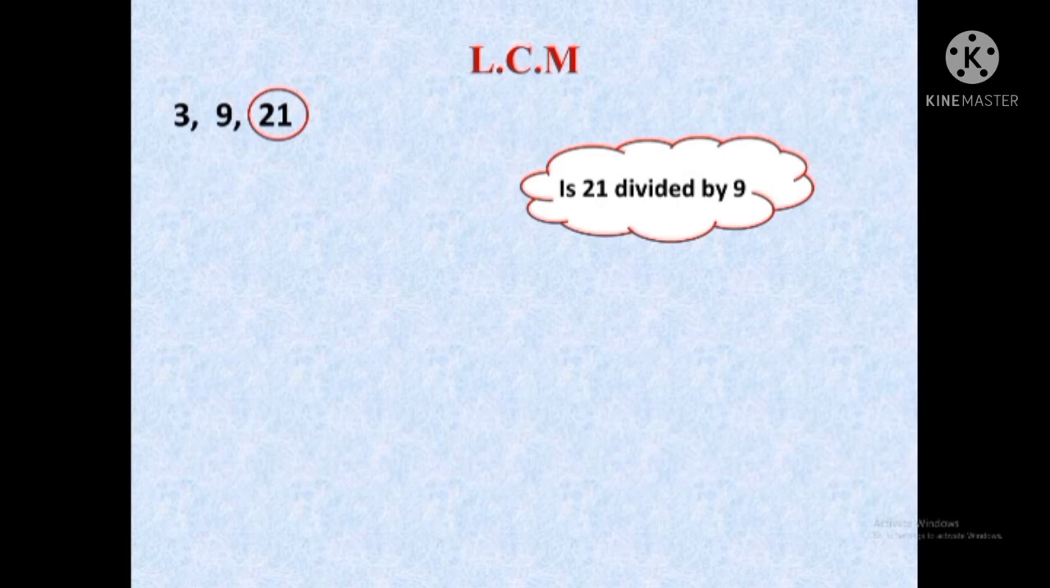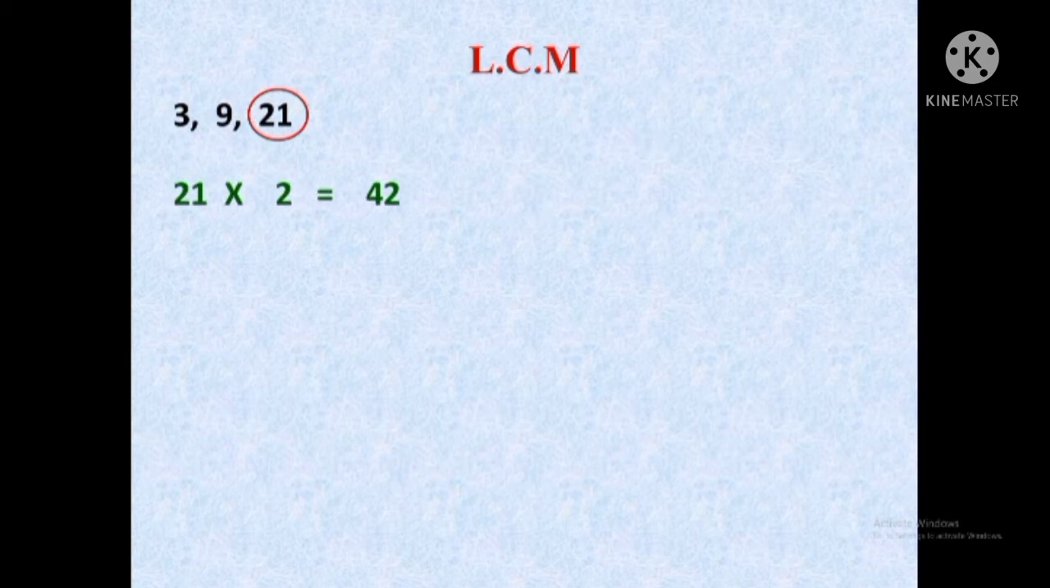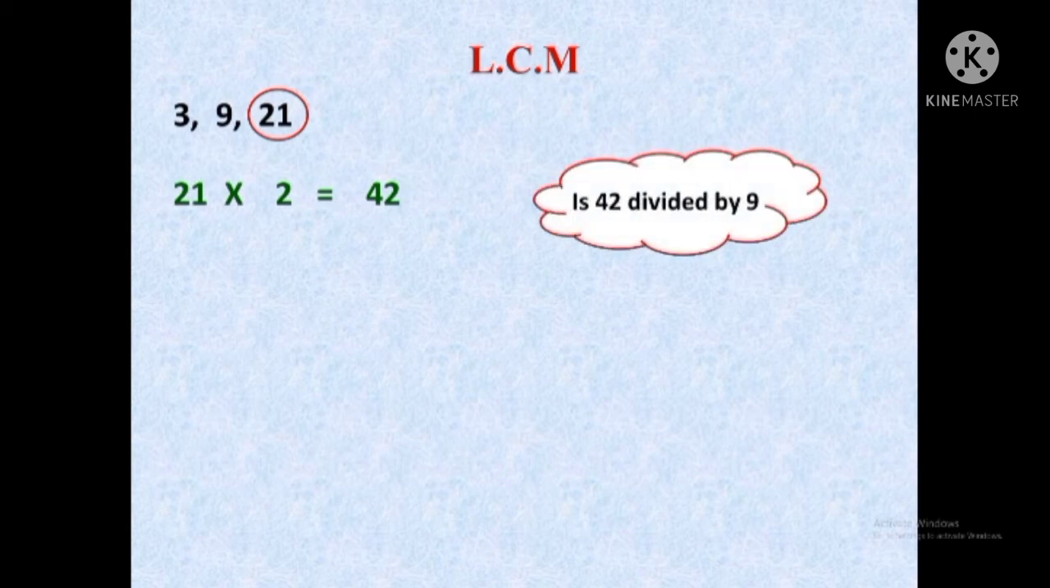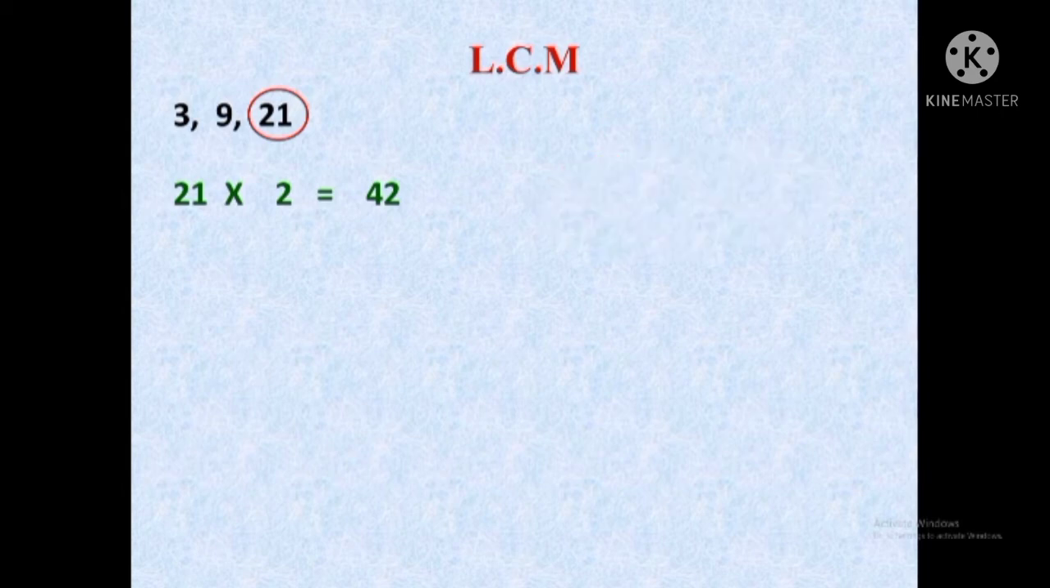Since it is not divided by 9, what we are going to do? We are supposed to find the multiple of 21. That is 21 into 2 is equal to 42. Now we are going to check whether the number 42 is divided by 9. Is 42 divided by 9? No. So next what we are going to do? We are going to find the next multiple of 21. The next multiple of 21 is 21 into 3. So 21 into 3, what we will get?